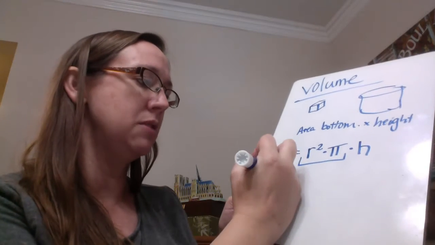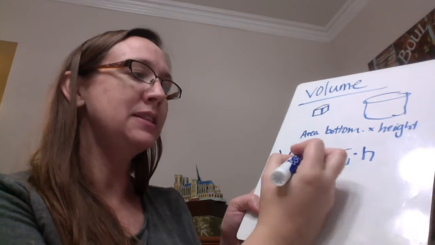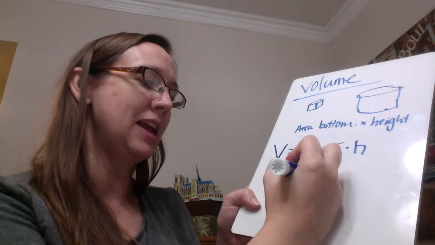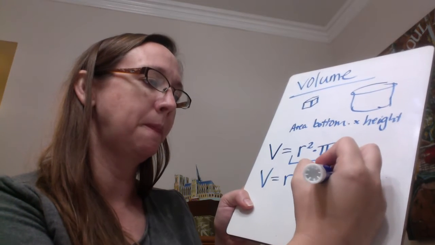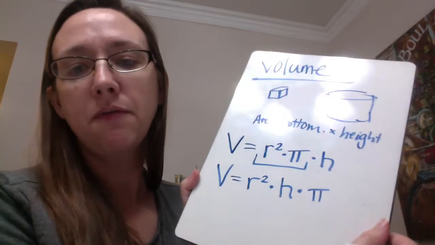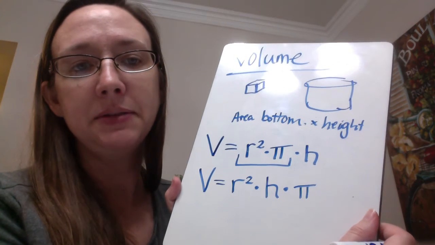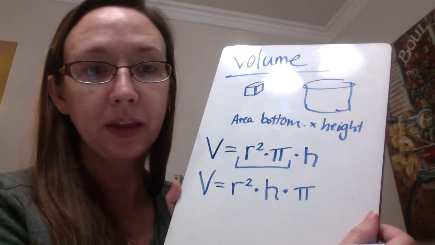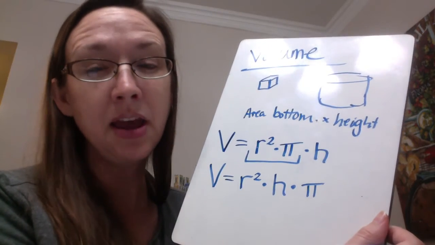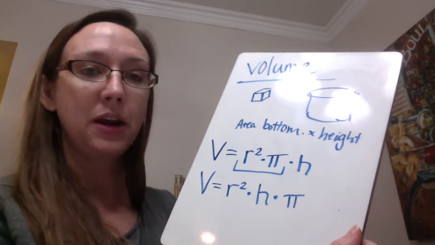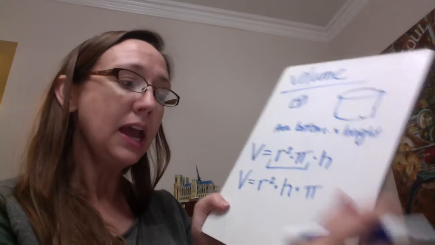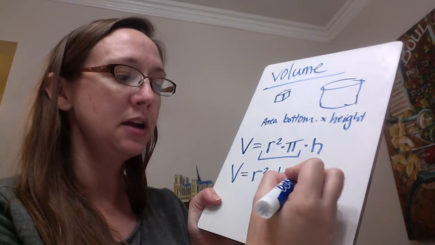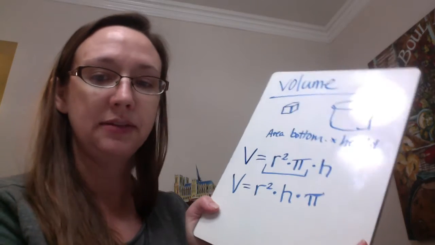That's called the commutative property. It means that when stuff's multiplied together, I can write it in any order and it's still going to be equal to the original thing. So I'm going to write volume equals r squared times h times pi. That's the order I do the work in. If they give me these values, I find the radius, I square it, I multiply by the height, I multiply by pi.